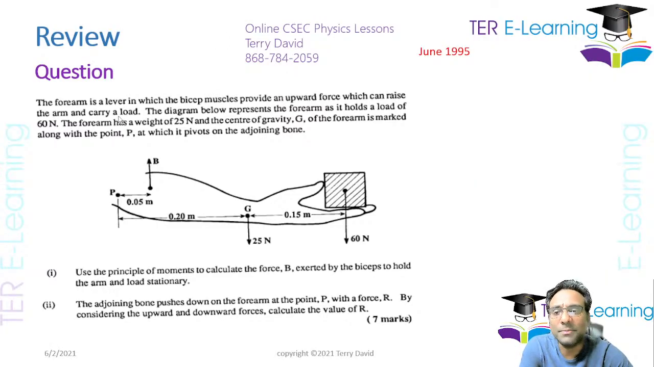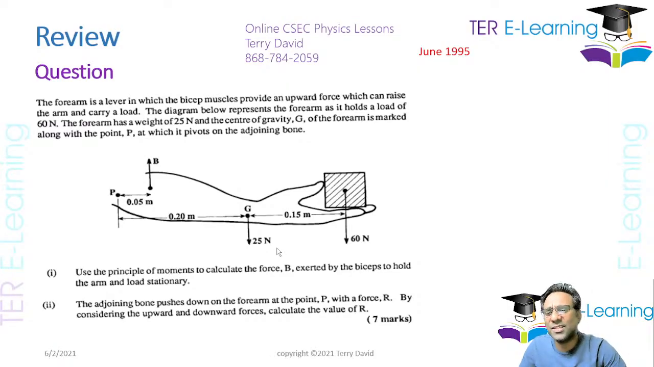So we have a forearm, and they said the forearm is a lever in which the bicep muscle provides an upward force which can raise the arm and carry a load. The diagram below represents the forearm as it holds a load of 60 newtons. The forearm's weight is 25 newtons and the center of gravity is G.